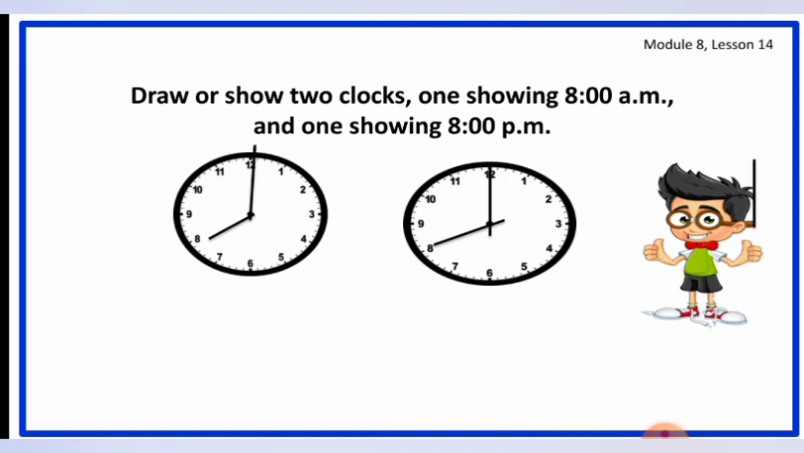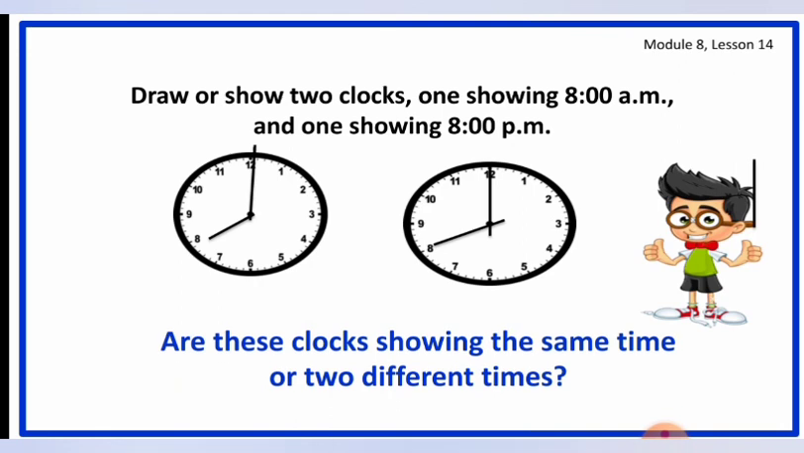Now we have two clocks showing 8 a.m. and 8 p.m. Remember I said 8 a.m. is what? In the morning. While 8 p.m. is what? In the night. Okay? So between the hour of 12 midnight and 12 noon is a.m. Remember, between the hour of 12 noon and 12 midnight is what? p.m. So look at these two clocks now. One is showing a.m. and the other one is showing p.m.